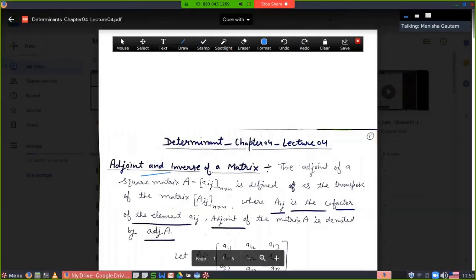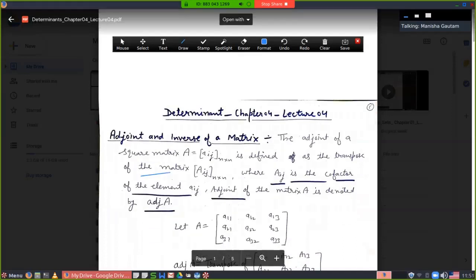The adjoint of a square matrix A is defined as the transpose of a matrix where capital Aij is the cofactor of the element small aij. Here I have written small aij and capital Aij. Capital Aij represents the cofactor of element aij, while aij is the element of the matrix. The adjoint of the matrix A is denoted by Adj A.